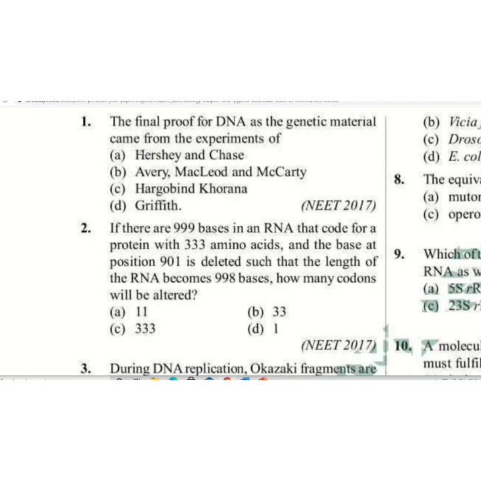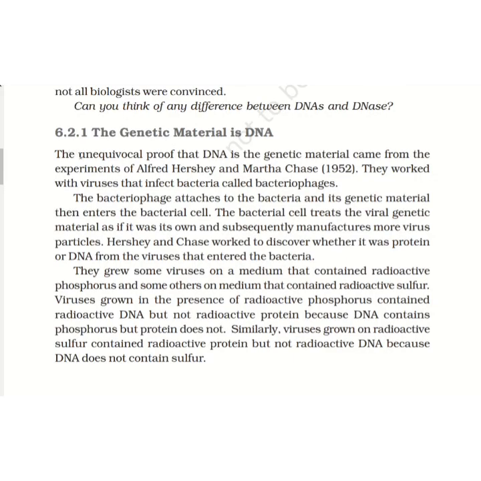We know the experiment for DNA as genetic material was conducted by Frederick Griffith in 1928. Then Griffith's experiment was experimentally proved by Avery, McLeod and McCarty in 1944, and the final experiment was conducted by Hershey and Chase. So let's see the statement from our NCERT book.